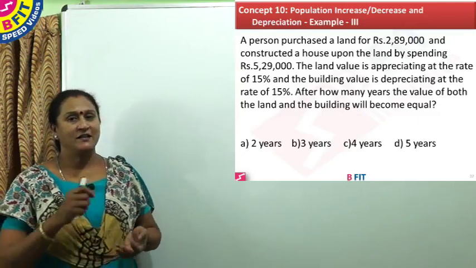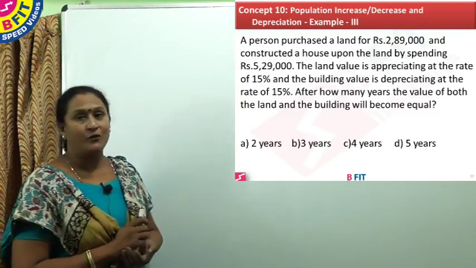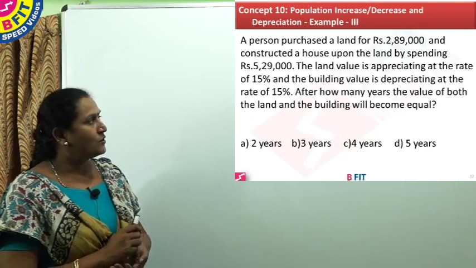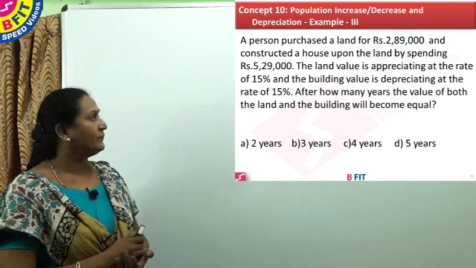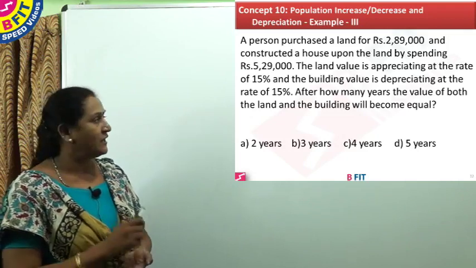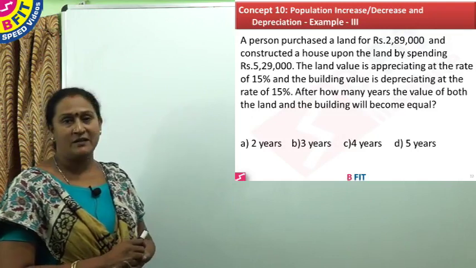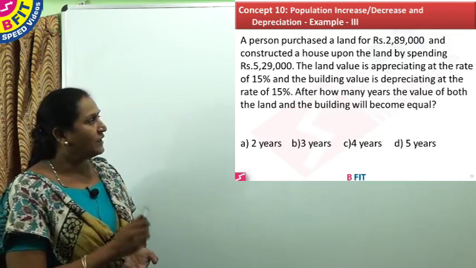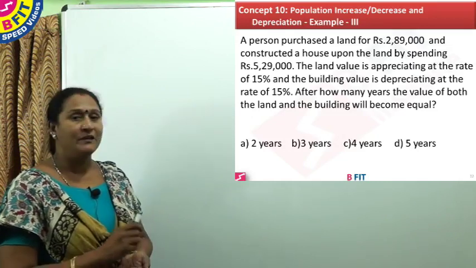So we'll see the next example. The question is, a person purchased a land for rupees 2,89,000 and constructed a house upon the land by spending rupees 5,29,000. The land value is appreciating at the rate of 15% and the building value is depreciating at the rate of 15% every year. After how many years the value of both the land and the building will become equal?